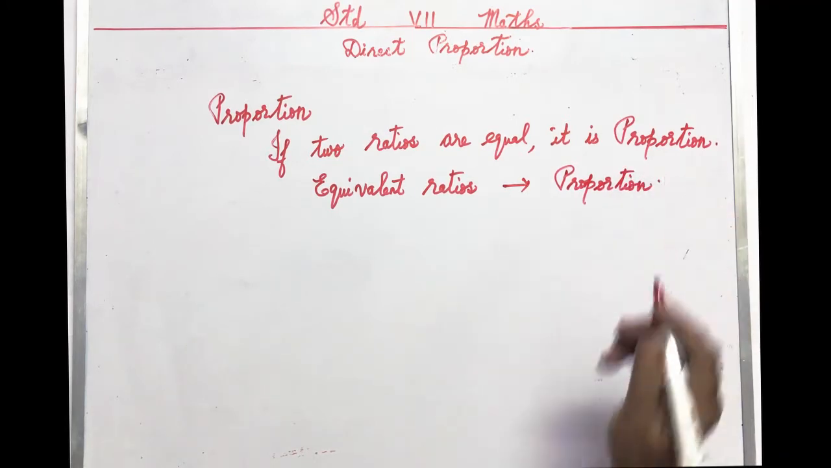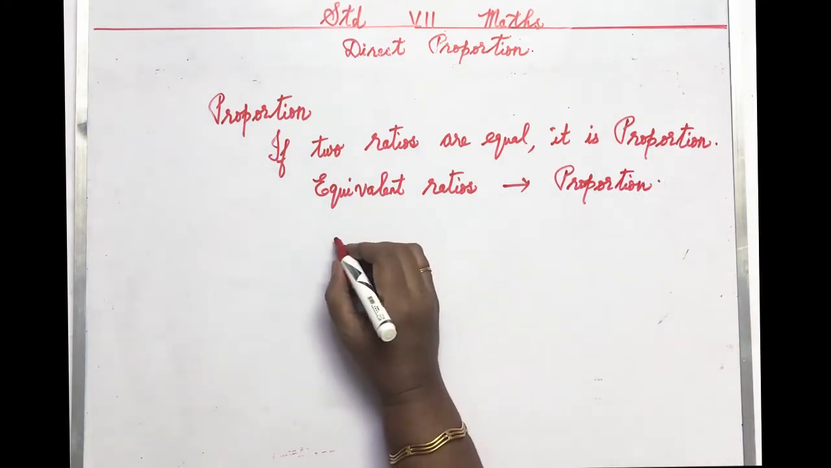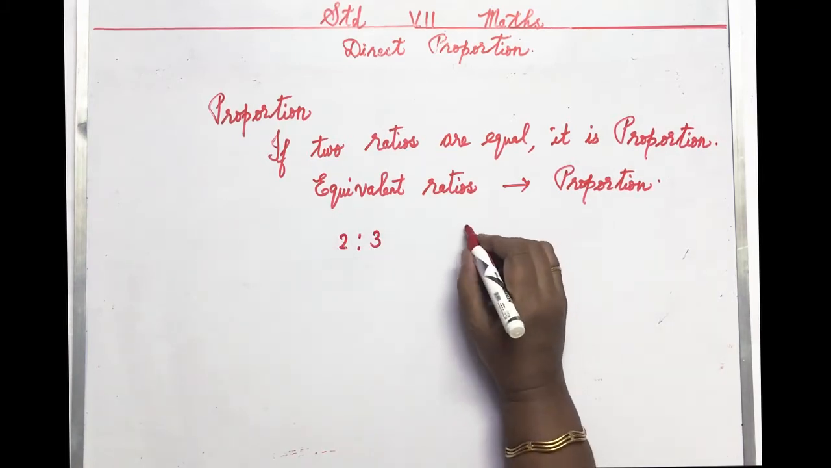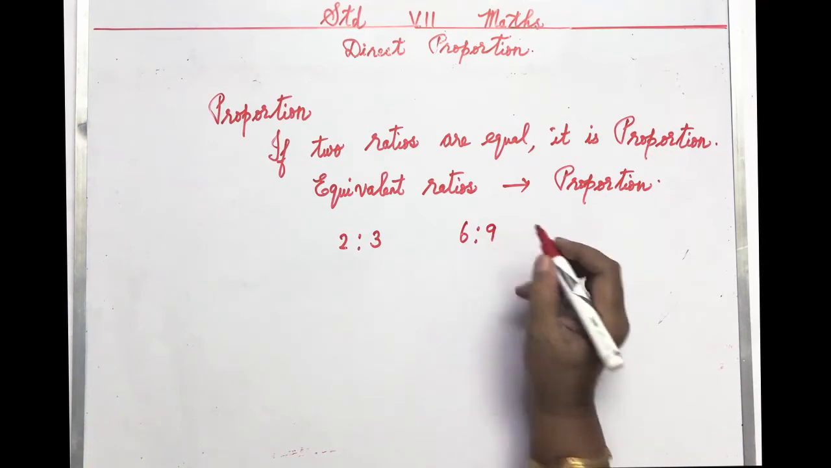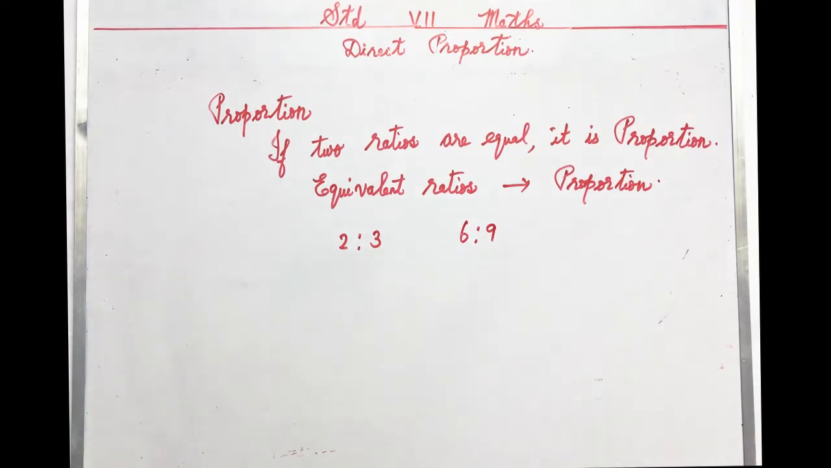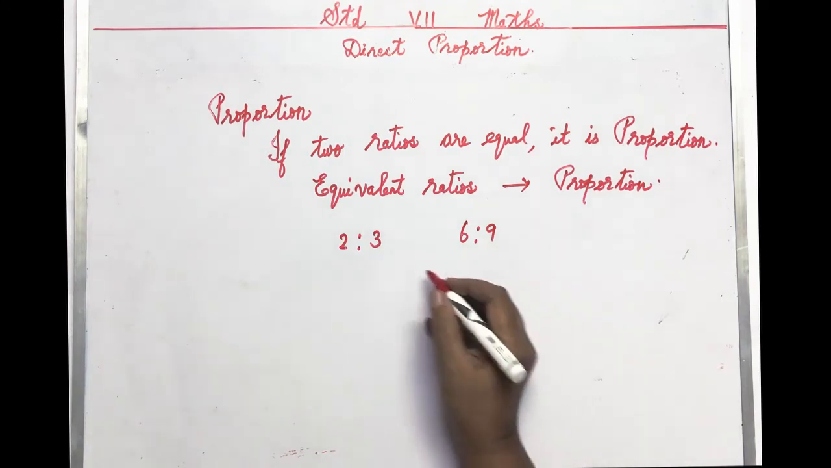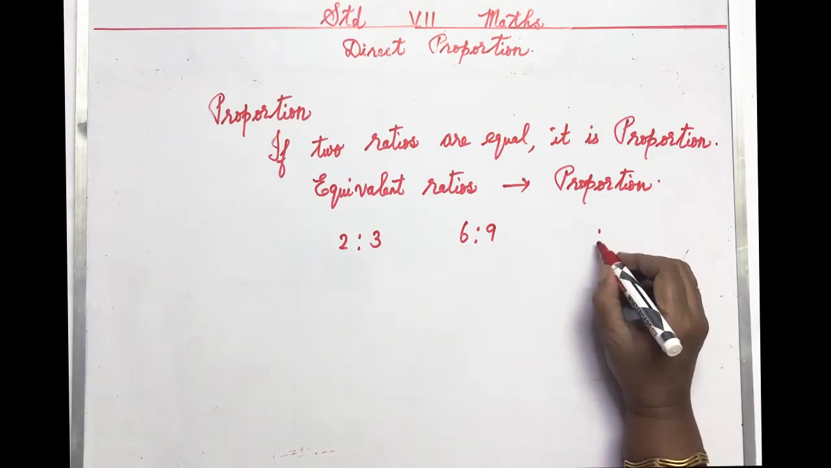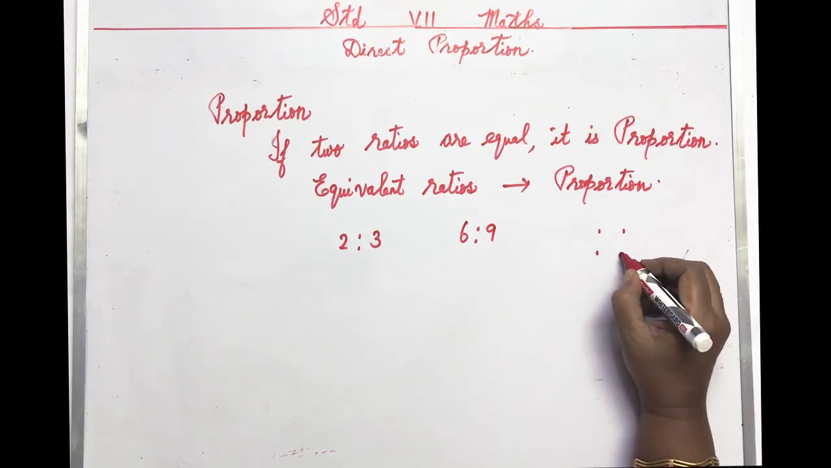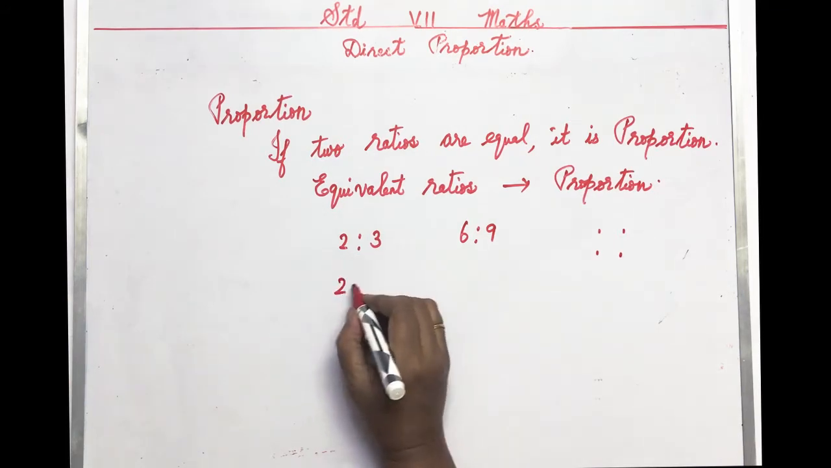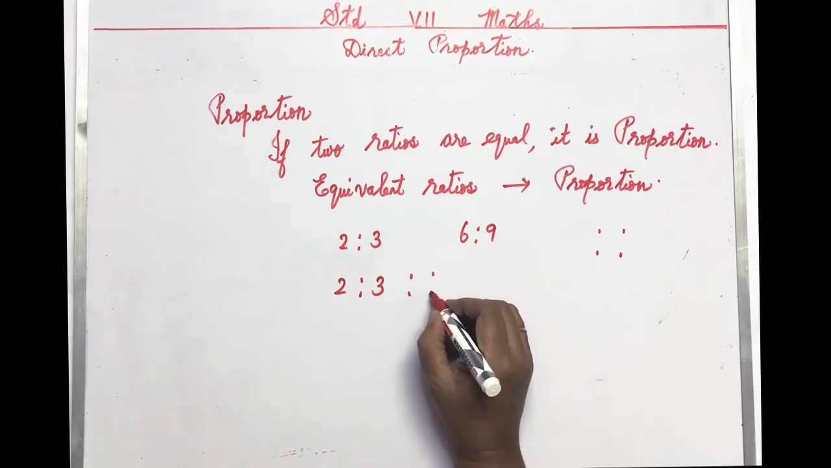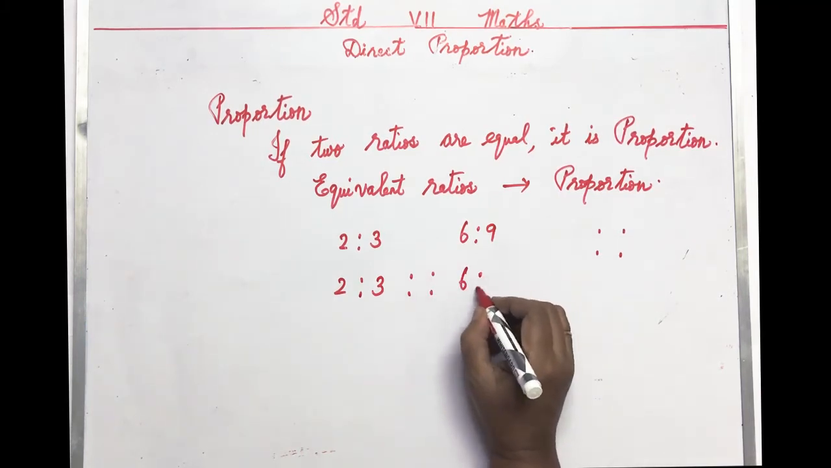We can see through examples now. Consider two ratios, 2:3, and another ratio 6:9. Now we are going to see whether these two ratios are in proportion. And what is the symbol used for proportion? 4 dots. So this can be written as 2:3, 4 dots for proportion, 6:9.